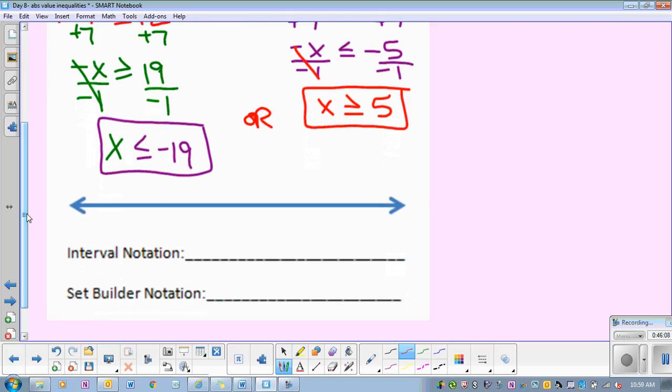Alright, so let's graph it. Negative 19 here, 5 over here, less than or equal to negative 19, greater than or equal to 5. There we go, looks like an or graph.